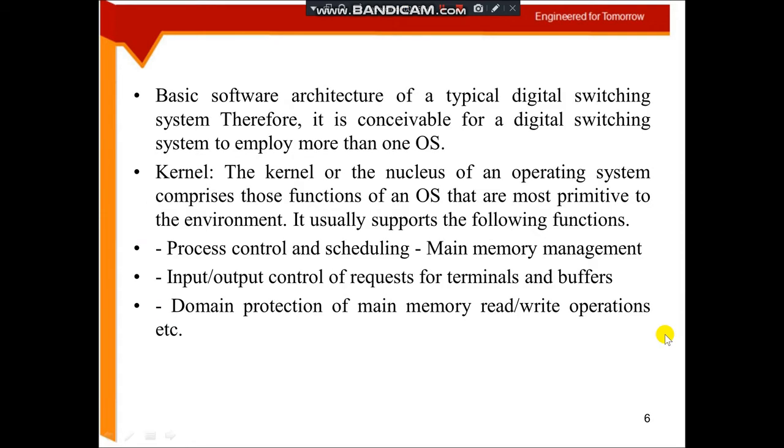So basic software architecture of typical digital switching system is convincible for digital switch to employ more than one OS. That means it will operate more than an operating system, because it has to perform various operations. So what is basically kernel?